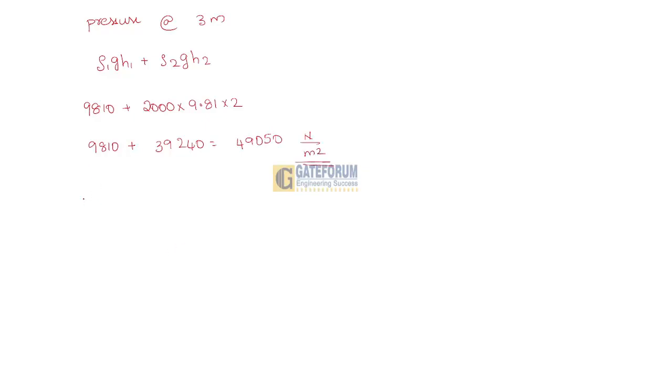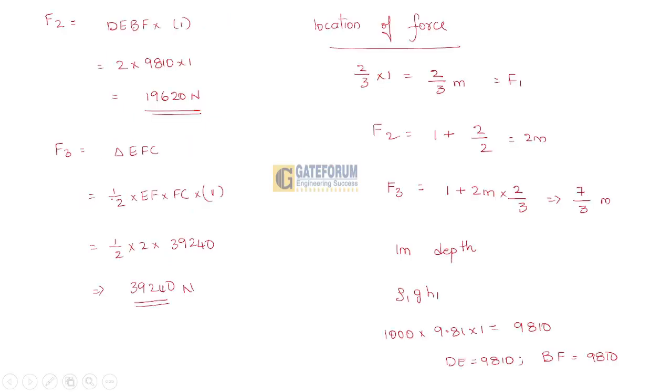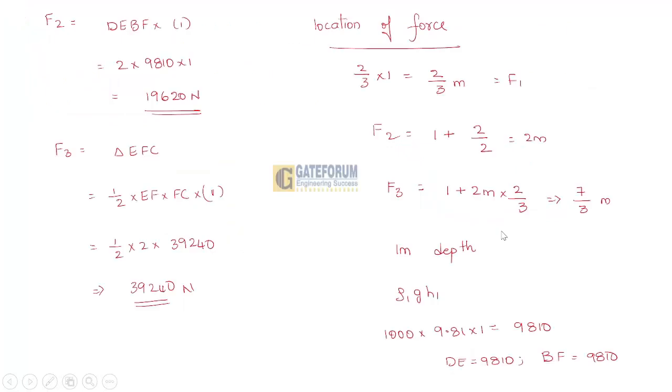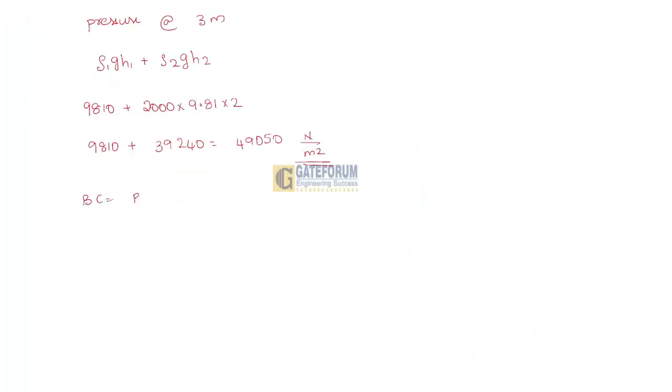So BC will be equal to what? BC will be equal to BF, as this is F, right, plus FC. So obviously for F1 the distance will be 3 minus 2 by 3, which is 7 by 3 meter. For F2, 1 meter. For F3, 2 by 3 meter.